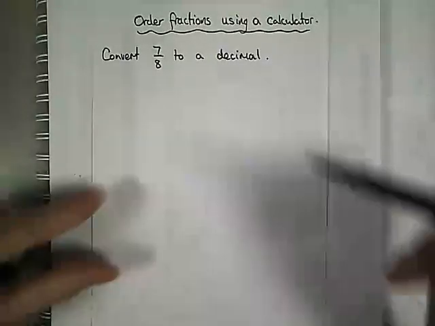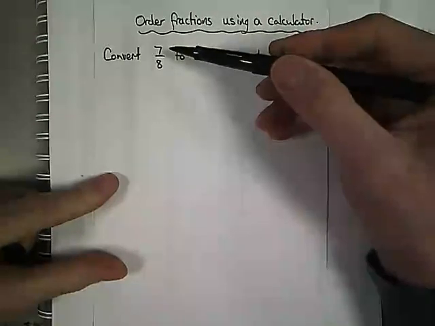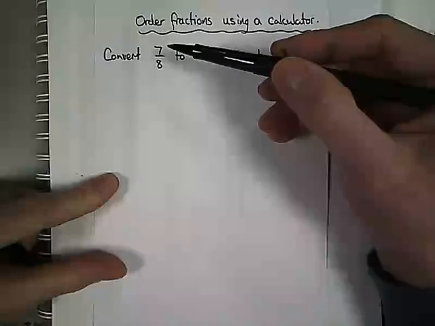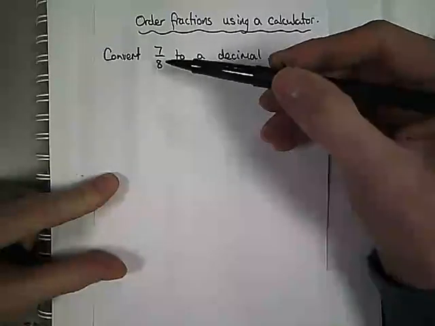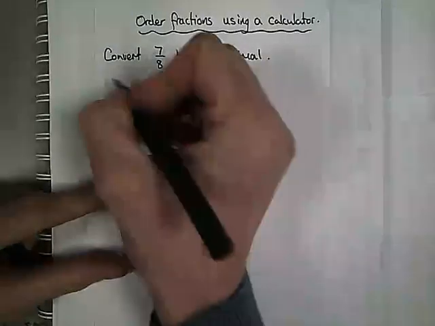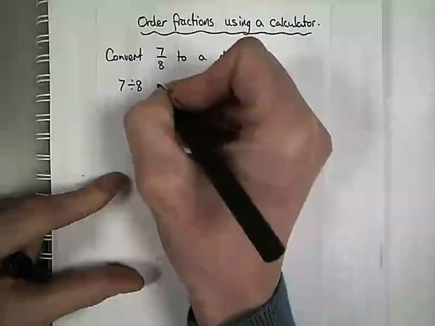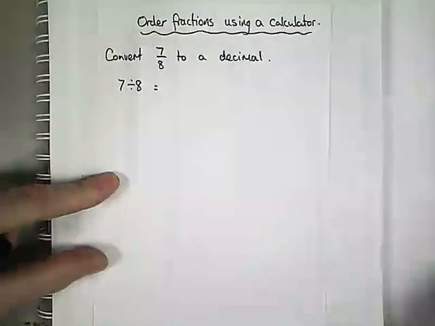Now, remember what a fraction means. 7 over 8, or 7/8, is the same as saying I want to do 7 divided by 8. So that's exactly what we're going to put into our calculator. 7 divided by 8, okay? That's what 7/8 will get us.